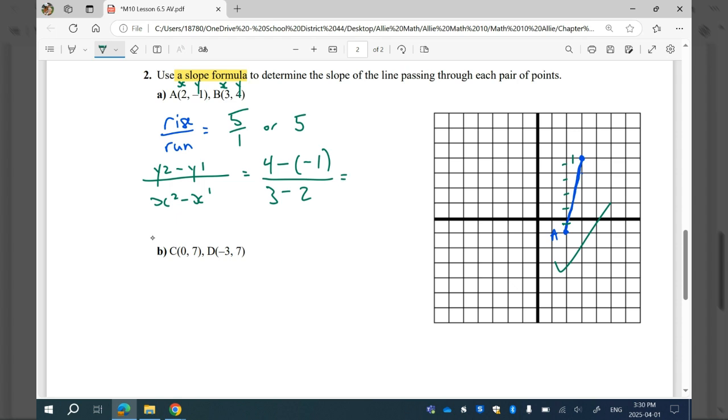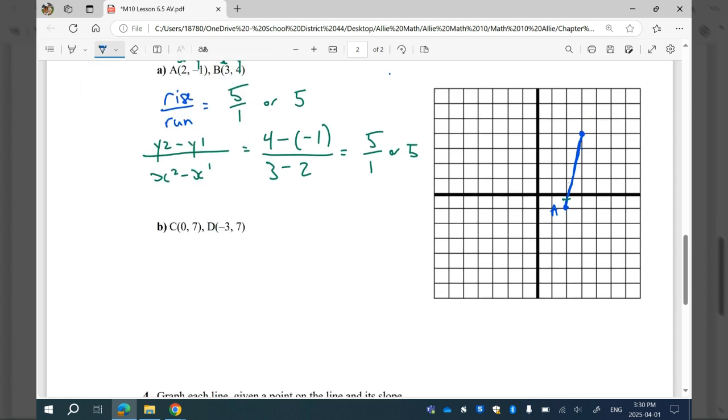And then what did we get? 4 subtract -1 is 5, and 3 subtract 2 is 1. And there we go, we got the same answer. So let's do our next one. I don't know if it's going to be negative.